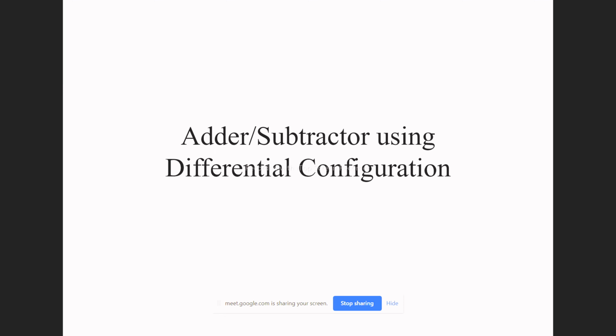Now, in today's lecture, let us start learning about what is meant by operational amplifier and how that particular operational amplifier is being used as an adder and also as a subtractor in its differential configuration. Here also we'll be designing an op-amp in a differential configuration, and that op-amp designed in the differential configuration will be used as an adder and also a subtractor. Let us see that now.